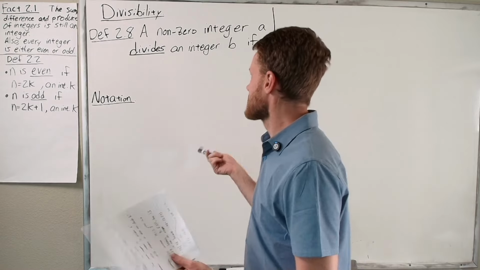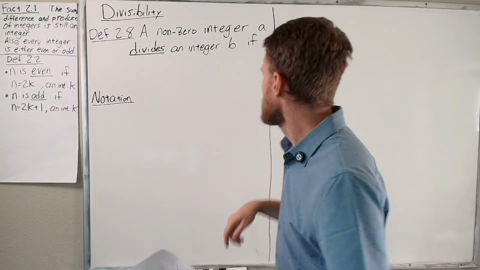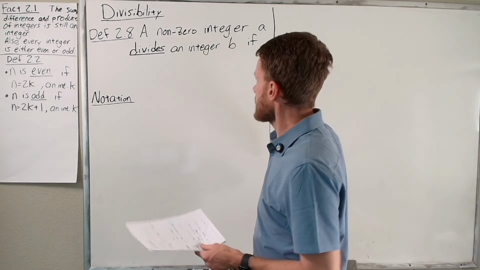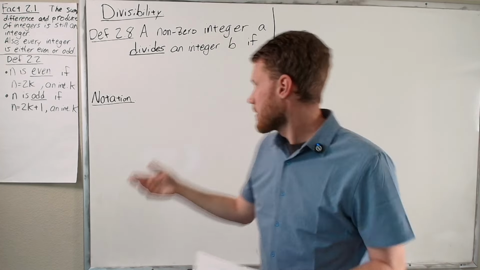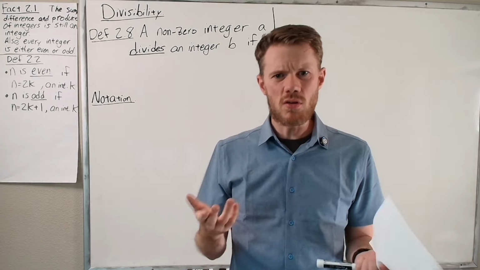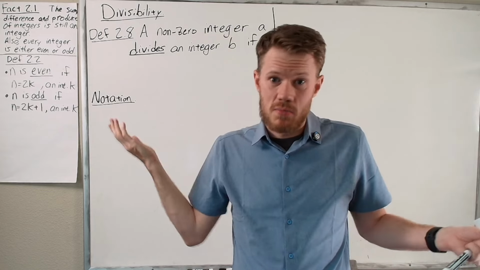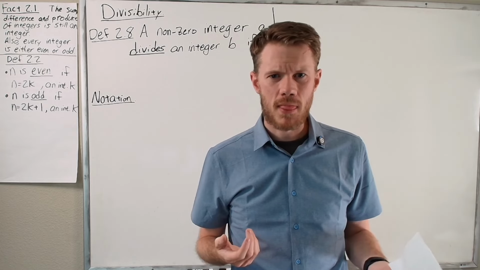Let's talk about divisibility. So definition 2.8 in the book says that a non-zero integer a divides an integer b if, and there's a blank. So how would you complete this sentence? If you were defining this term, because some human defined this term, how would you define it?